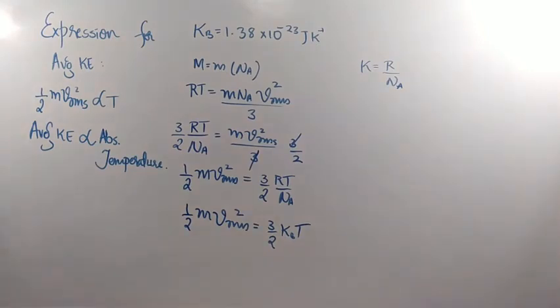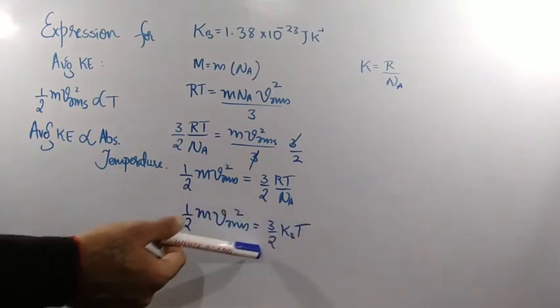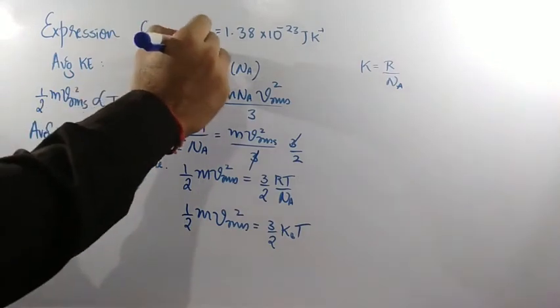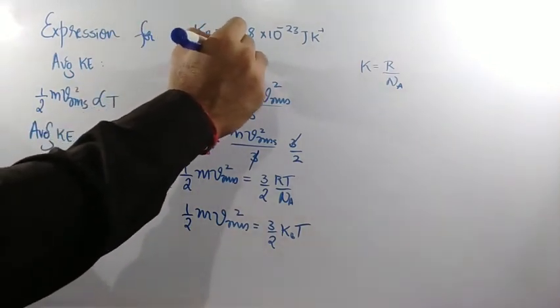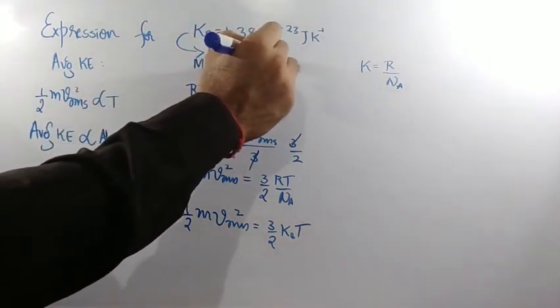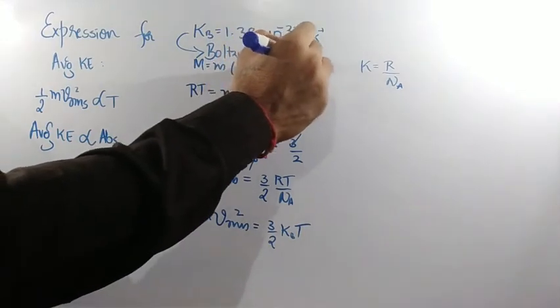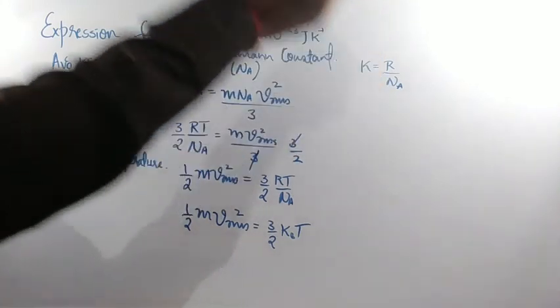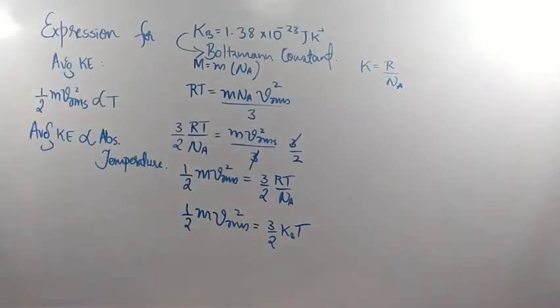Because this 3 is constant, 2 is constant, k_B is the Boltzmann constant. k_B is nothing but the Boltzmann constant. So this is the expression for average kinetic energy.